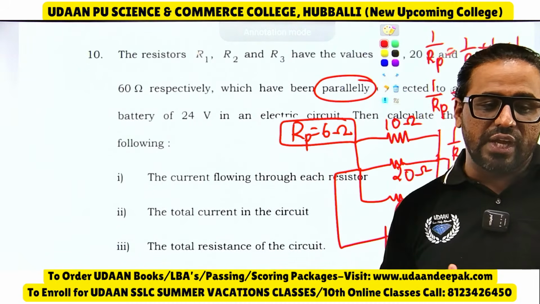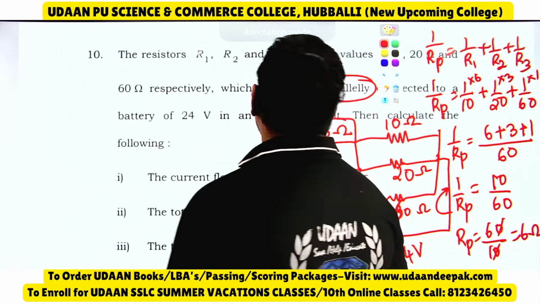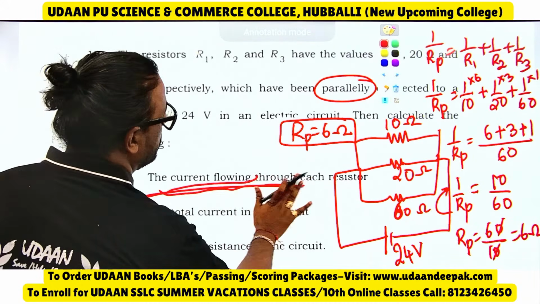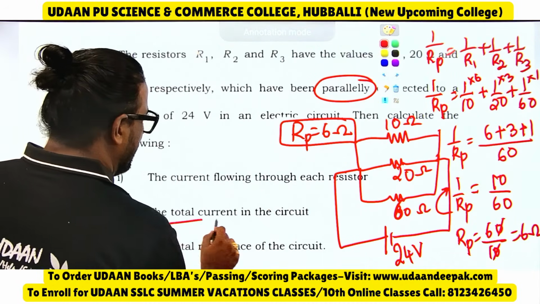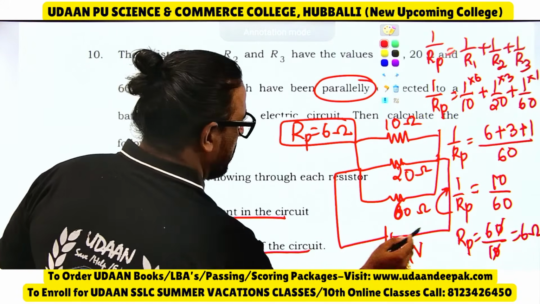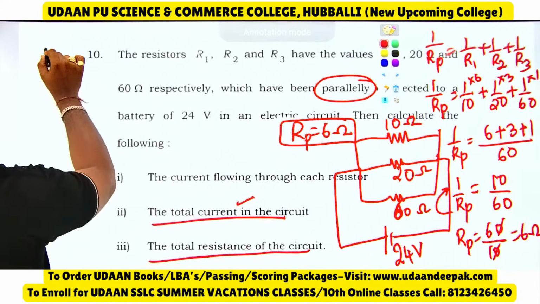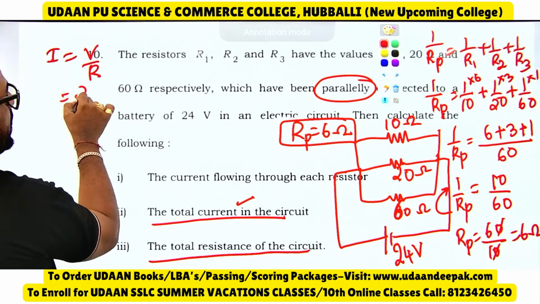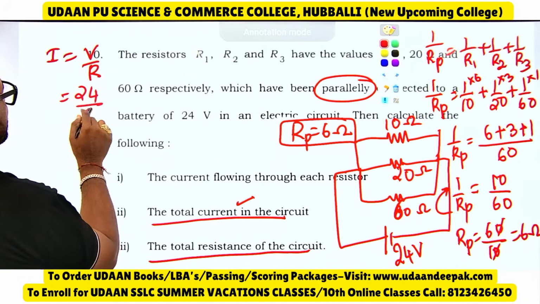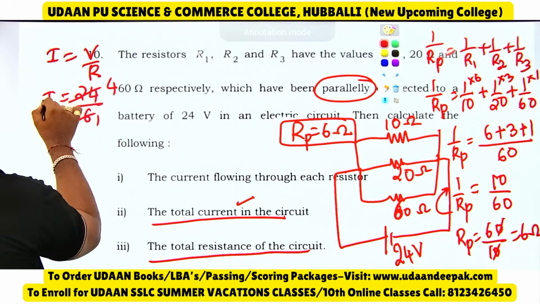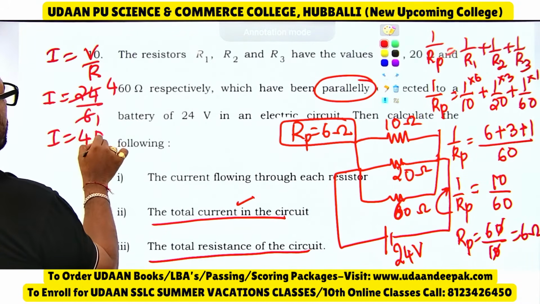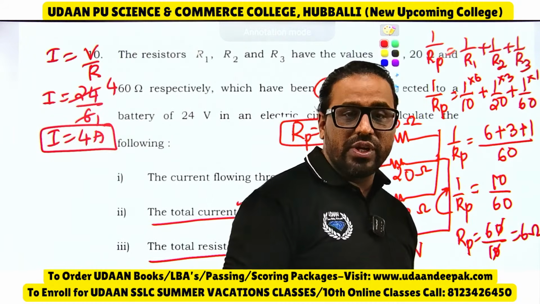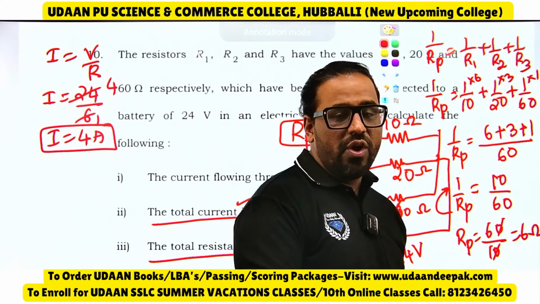Next, we need the total current through each resistor. First, let's find the total current in the circuit. Total resistance we got as 6. So the total current I is equal to V by R. V is 24 and R is 6. 6 ones are 6, 6 fours are 24. So I is 4 ampere. The total current is 4 ampere.